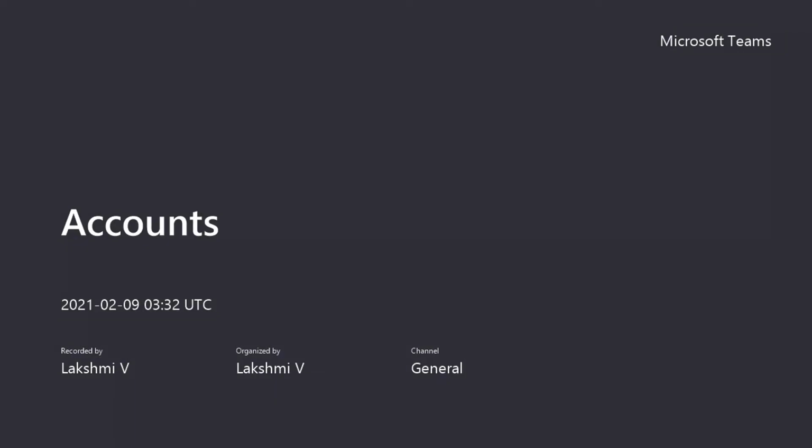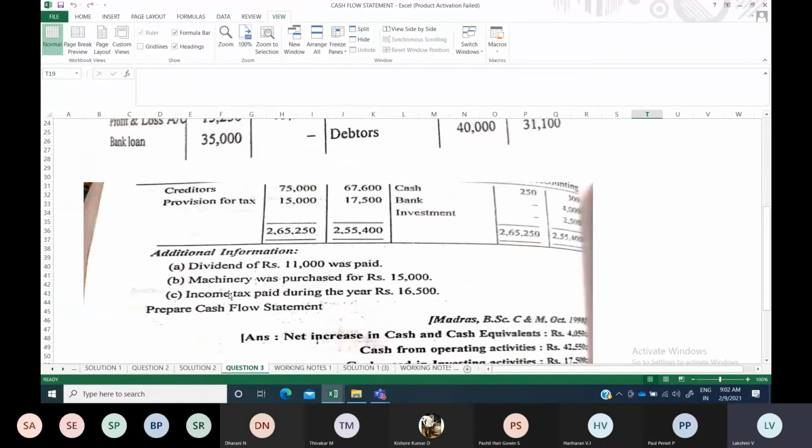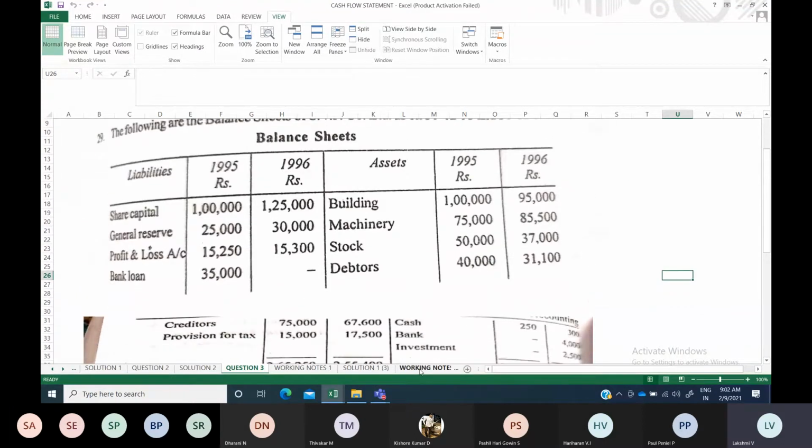They have given the balance sheet of 1995 and 96, and they are asking you to prepare a cash flow statement. Here we are going to prepare the cash flow statement as per Accounting Standard 3. So first of all, we have to start with the solution.